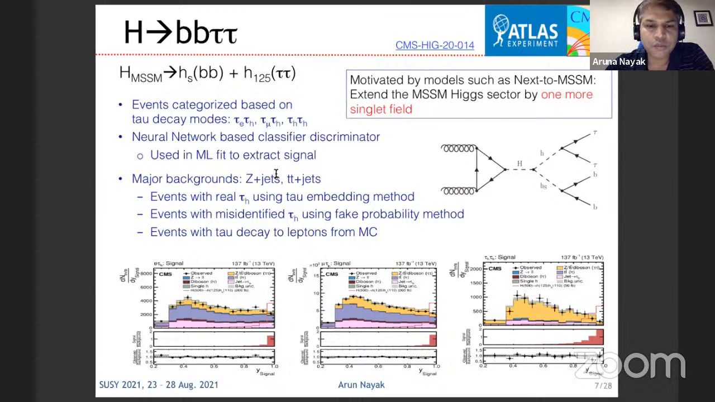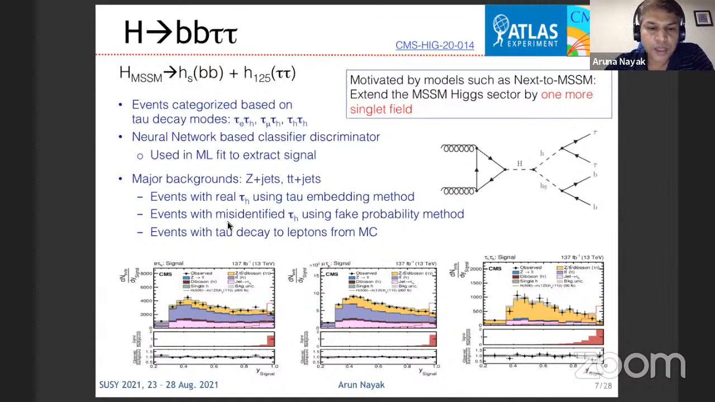And most of these backgrounds are actually estimated from data. For example, the events with real hadronic tau decays are estimated using the so-called tau embedding method in the Z to mu mu events. Similarly, the events where the hadronic tau is misidentified are estimated using the fake probability method, and a small portion of the background where the tau decays to leptons is estimated from MC, a Monte Carlo simulation.